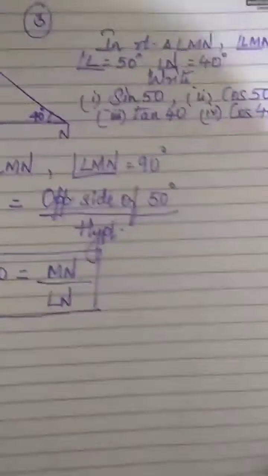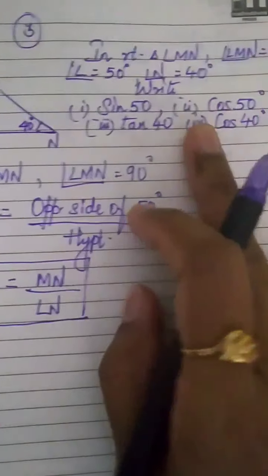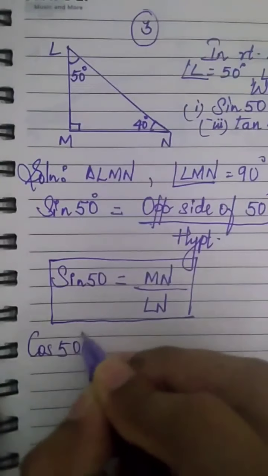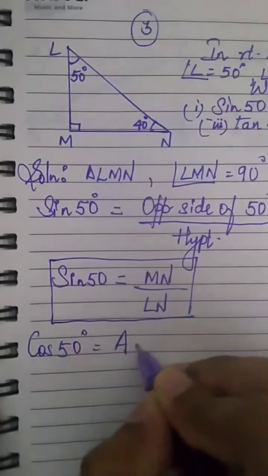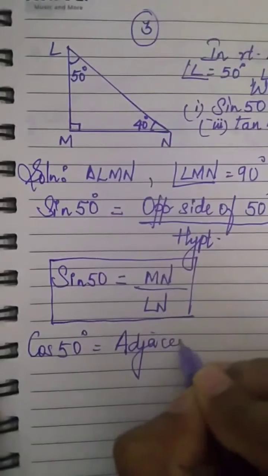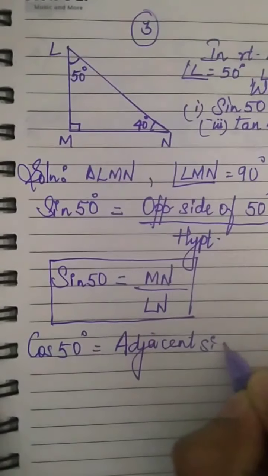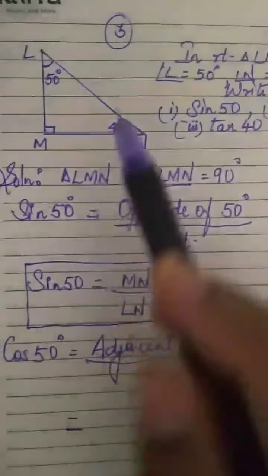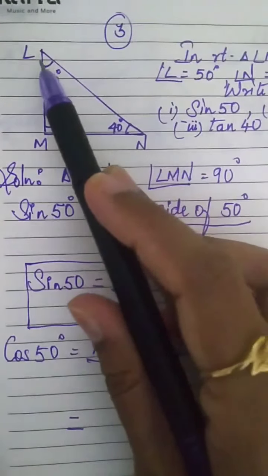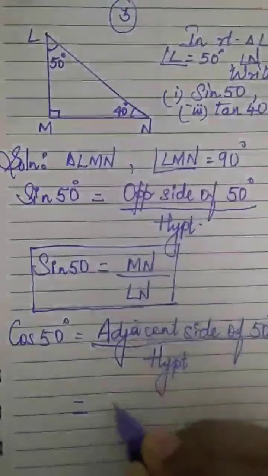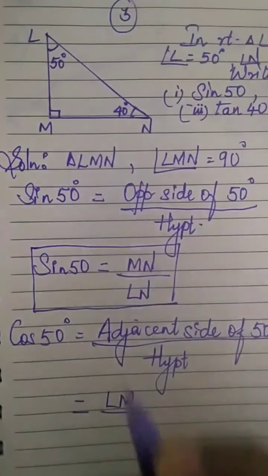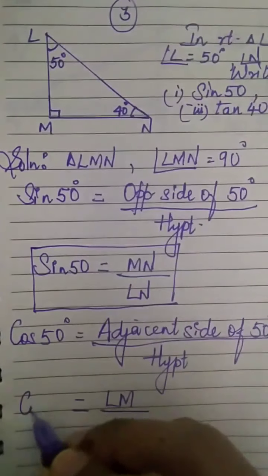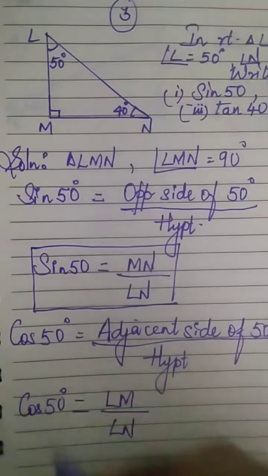Question given is cos 50. Cos 50 degrees is equal to, for cos, the adjacent side of angle 50. The adjacent side of 50 degrees is LM, LM upon hypotenuse, as we decided it is LN. Hypotenuse is LN. So cos 50 also you got.